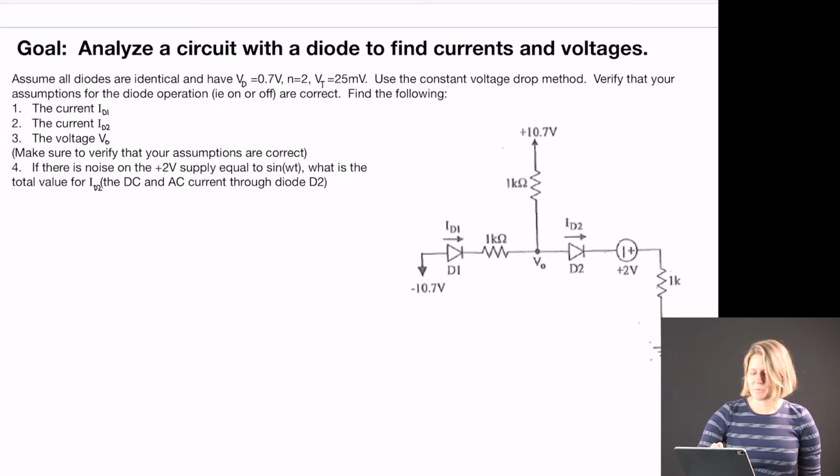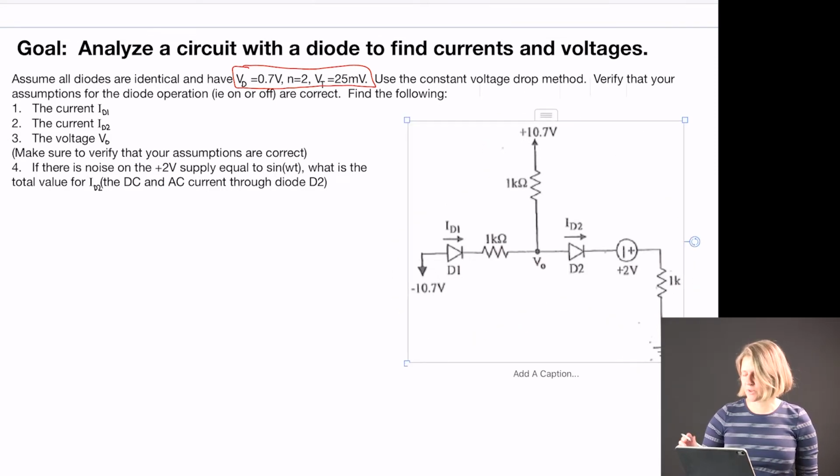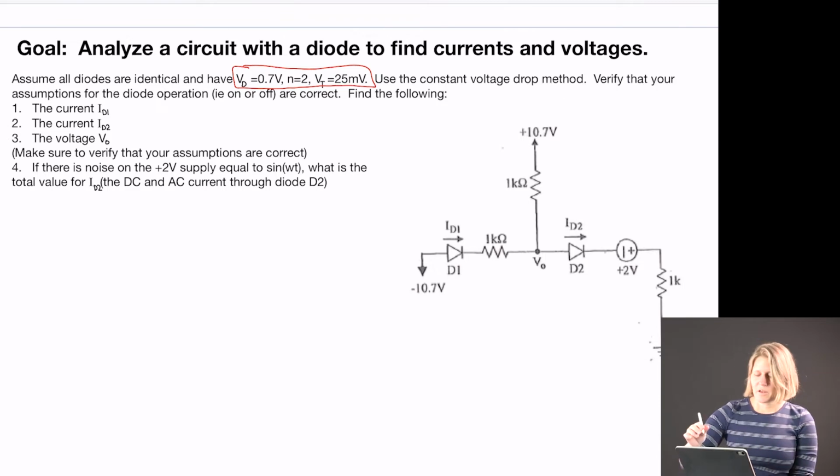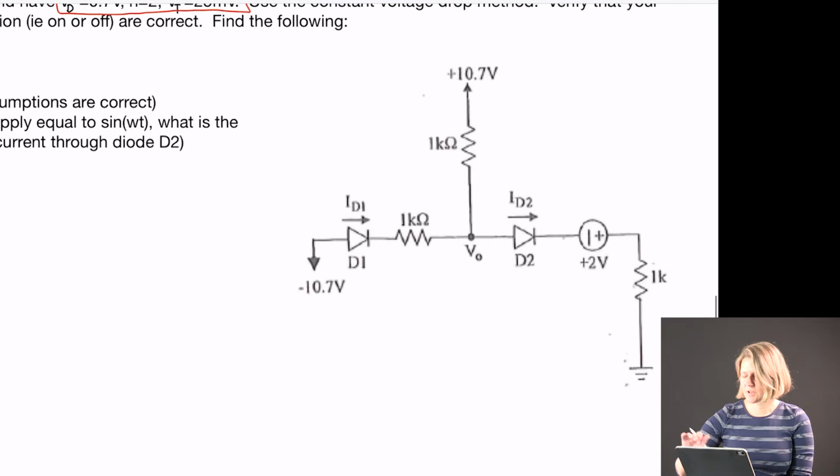So here we're given our parameters. The VD is 0.7, and the N is 2, and VT, which is that thermal voltage, is 25 millivolts. We're going to use the constant voltage drop method, and we're going to reanalyze this circuit. So we want to find all the currents going through the diodes and the voltage V0, which is located in the middle.